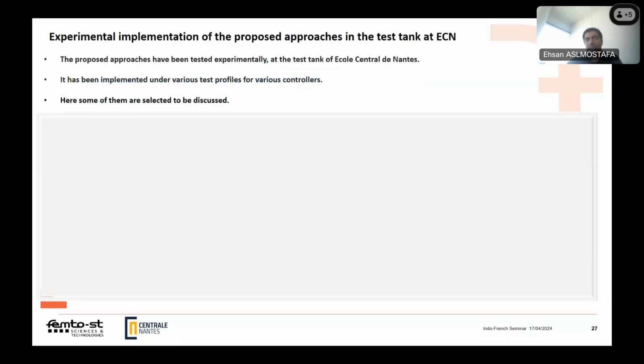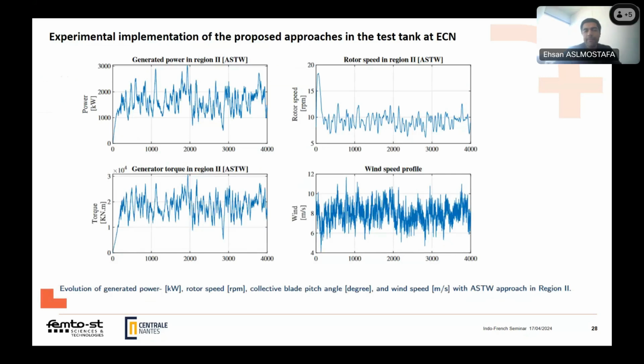Actually, we have implemented all these adaptive controllers experimentally on the test tank at École Centrale de Nantes under very different conditions. But here I've selected some of them. And before that, I'm going to play a video where you can see our test environment and how we have implemented these controllers. Okay, here you can see some of our results.